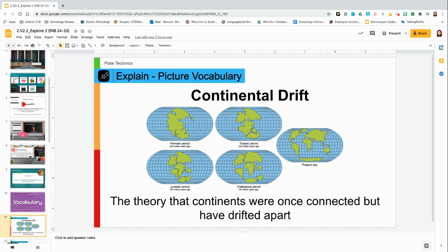Continental drift is the theory that continents were once connected but have drifted apart. And in the picture you can see that over time, throughout different periods of Earth's history, the continents have continued to separate or drift apart. And here's a picture of present day. So this was the Permian period 225 million years ago, to the Jurassic period, then Jurassic, Cretaceous, and present day.